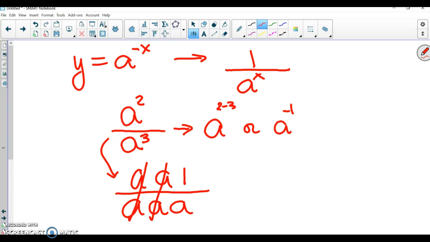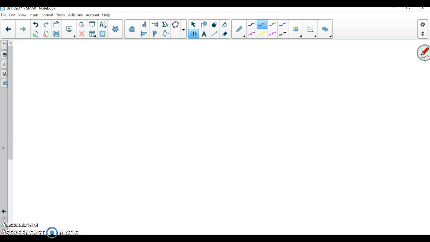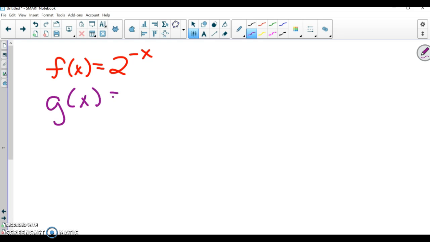Let's take a look at example 3. Our bases now are going to be similar to what we had before. We have f of x equaling 2 to the negative x, and we have g of x equaling 4 to the negative x. Well, I'd like you to stop and think, make a prediction. If you're looking at your book, you can see what's going on.